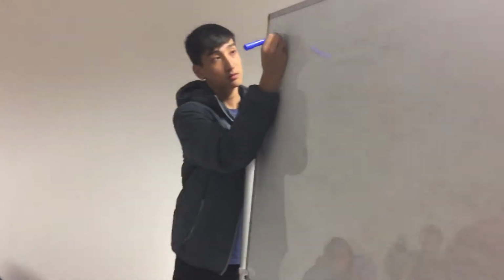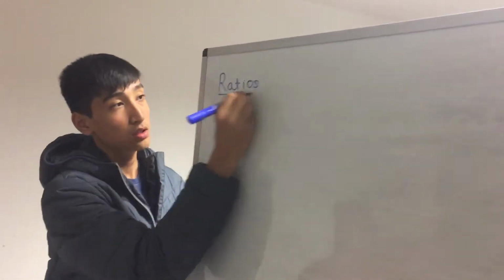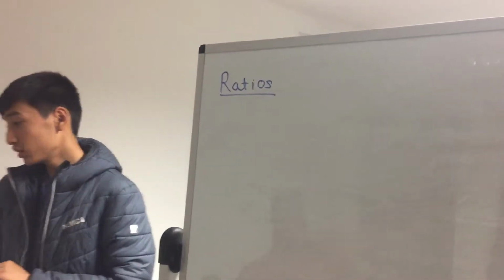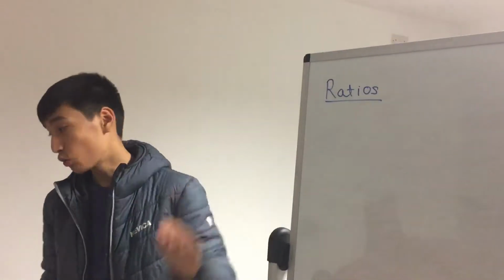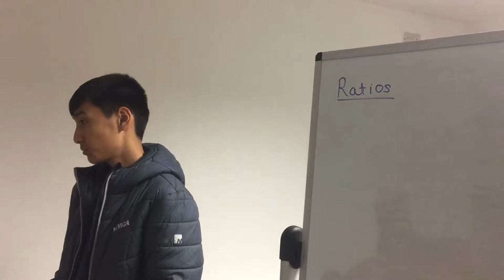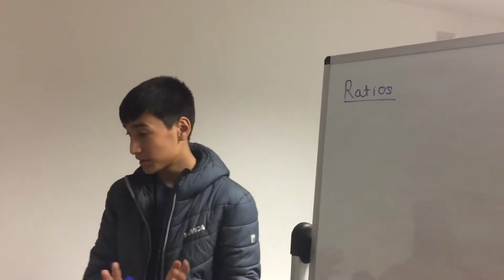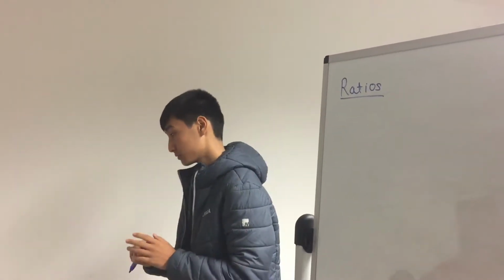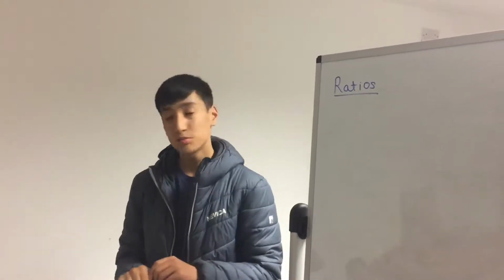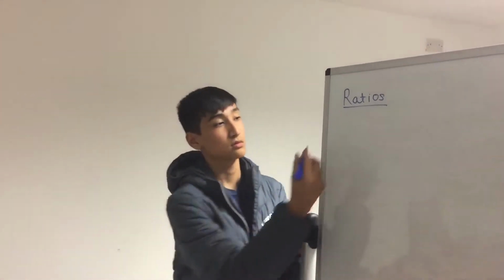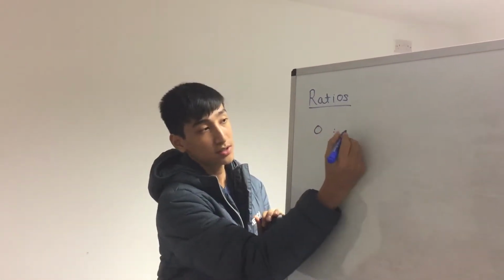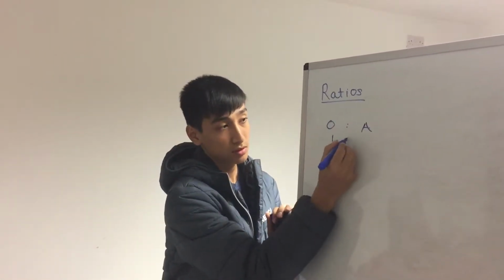Ratios. Ratios are all about, for now just listen, ratios are all about proportion. Proportion is all about having something and comparing it to another. So this might seem confusing, but I'm going to explain it in terms of oranges and apples. O is oranges and A is apples.